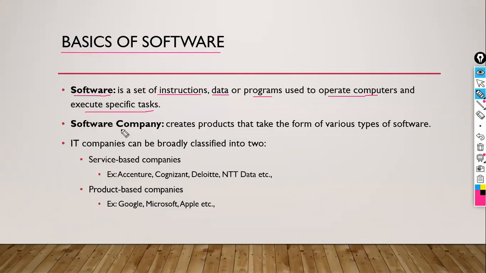So what is a software company? We know what software is now, so what is a software company? A software company creates products that take various forms, or various types of software. Simply, a software company will create different types of software, or develop different types of applications. Generally, IT companies are broadly classified into two types: one is service-based companies, and the other one is product-based companies.